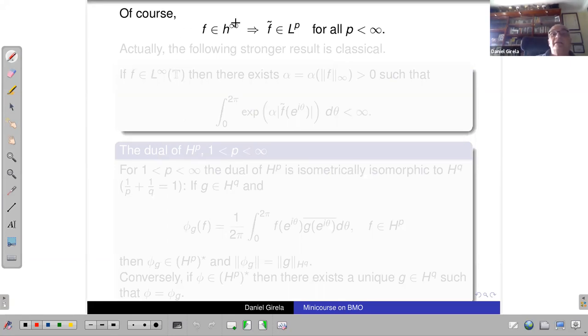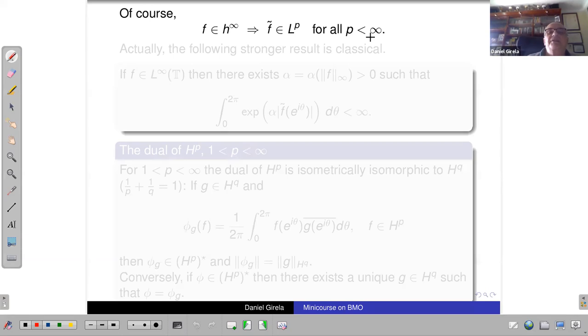Since H infinity, the bounded harmonic functions, are in little HP, if we use the Riesz conjugation theorem, what we have is that if F is in H infinity, well, like here I should say L infinity, this is an erratum. If F is in L infinity, then F tilde is in LP for all finite P. But actually, it's a classical result. Actually, I don't know exactly to whom it is due.